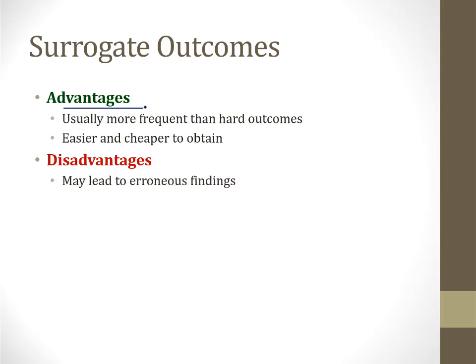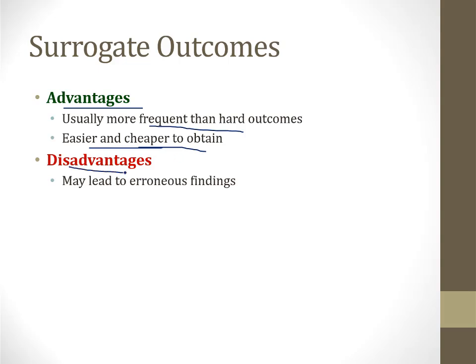Okay, so let's talk about why someone would use a surrogate outcome. What are the advantages? Well, the main advantage is that surrogate outcomes are usually more frequent than hard outcomes. This makes them easier and cheaper to obtain. To understand this, imagine a study that enrolled 100 patients and the outcome was mortality. It would take years and years and years for enough deaths to occur to find a significant difference between two groups on two interventions. However, if your outcome is a 10% increase in hemoglobin A1C, you may have that occur in many patients in the time span of just 1 year. This means it's easier to find a significant difference between groups, and it's also cheaper because you don't have to monitor those patients for as long.